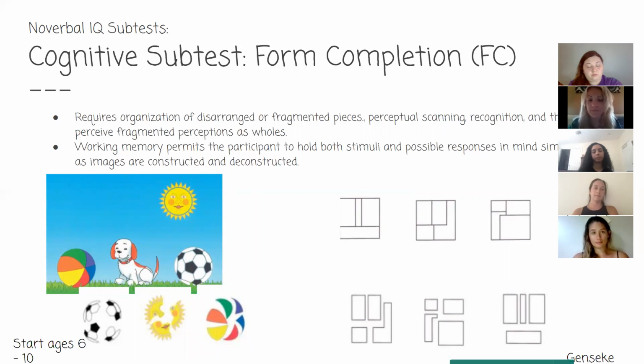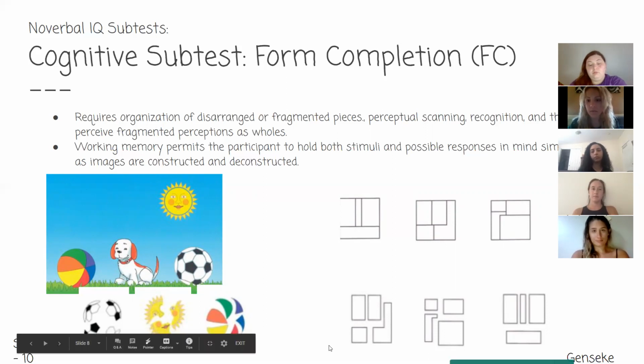If we look at the bottom left, we'll see that these are whole pictures of a sun, ball, dog, and soccer ball, and the pictures that are shown to the examinees are deconstructed, so they are broken up, and they will have to match that and find it in the photo. As they get older, as seen on the right side, we have shapes that are put together, so they will have to look at this shape and see where it would be up here. So here and here, here and here, and then here and over here.